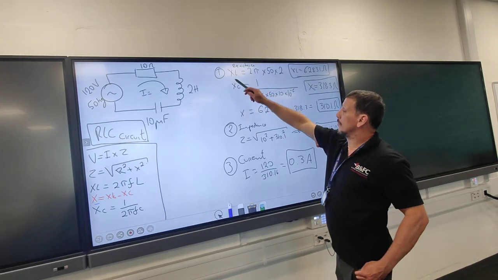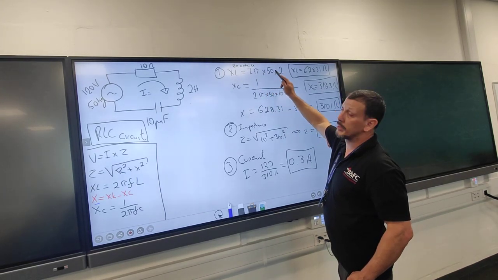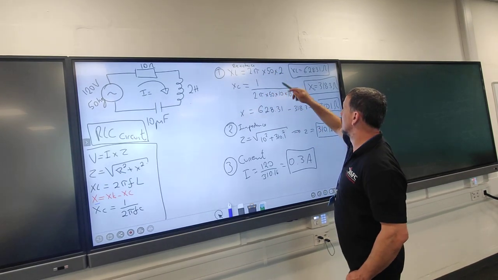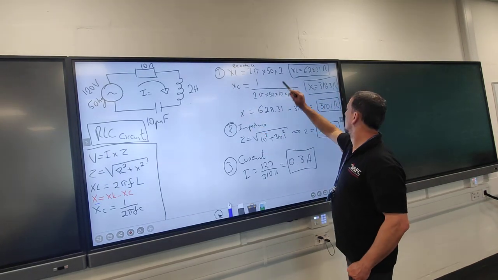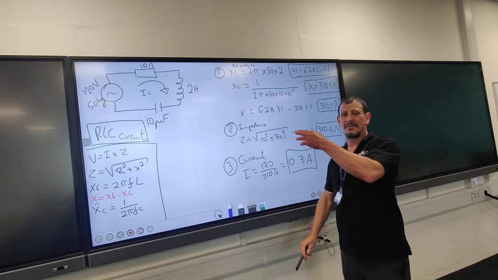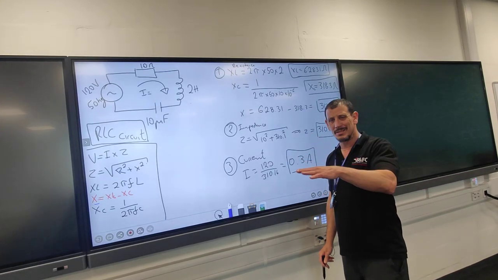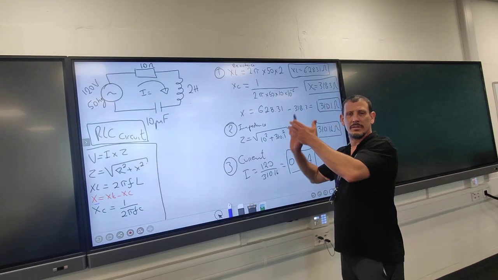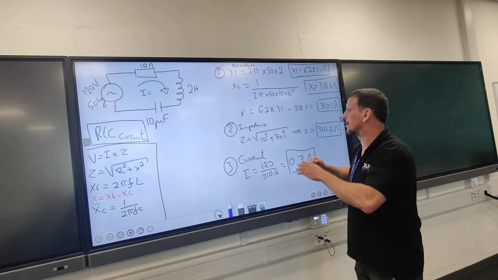So XL equals 2 pi times the frequency, which is 50, given in the question, times the inductance, which is 2. So we find that XL equals 628.3. Remember, I've done this in classroom. Decimal places may vary slightly, but this is for the students to have comprehension.